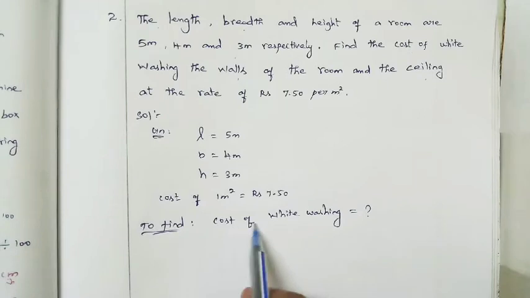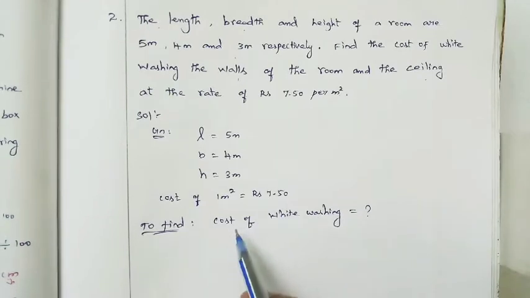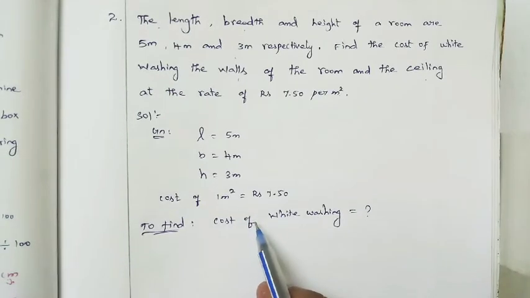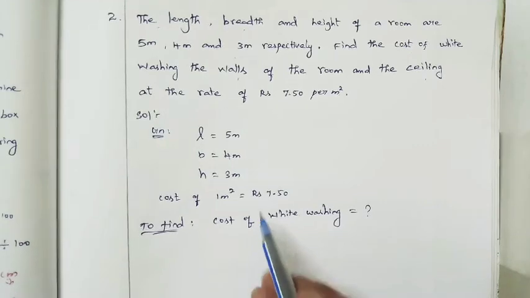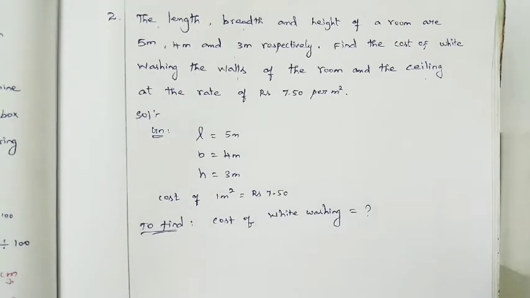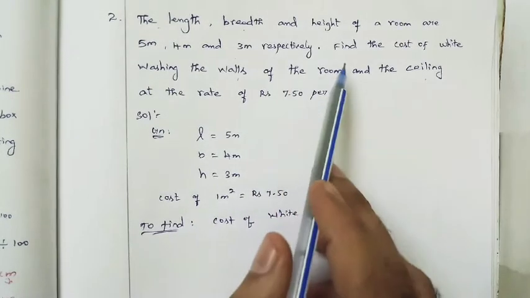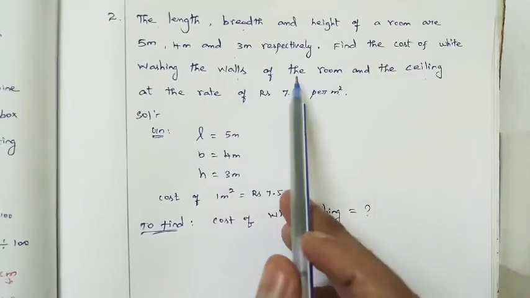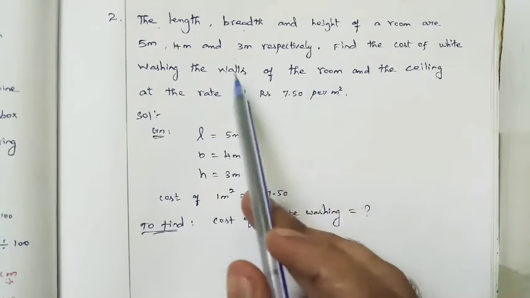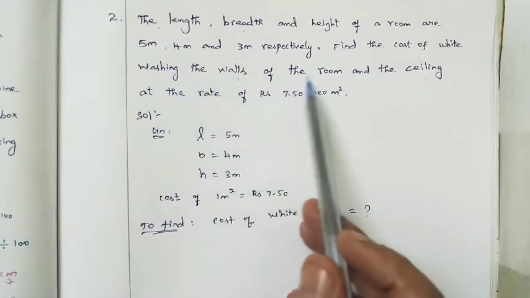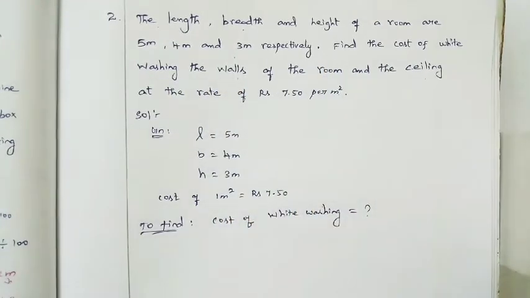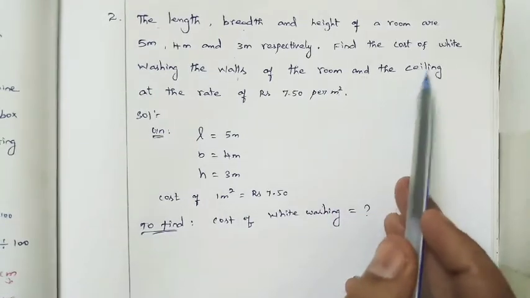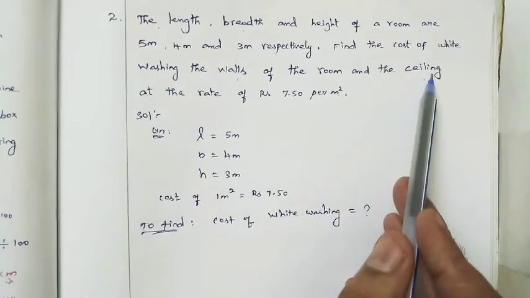For finding the cost of whitewashing, first we need the area, the surface area of the room. See where they are doing the whitewash. It is nothing but the 4 walls, washing the walls of the room. That means we have 4 walls and the ceiling. Ceiling is nothing but the area of the top.